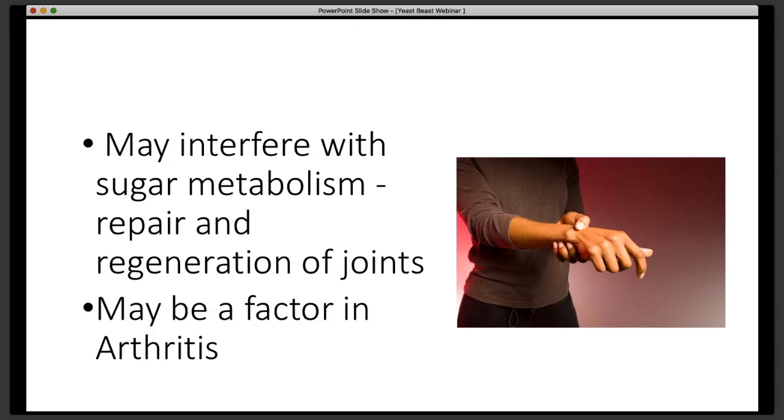Now, yeast or candida may interfere with sugar metabolism, repair, and regeneration of joints. What that means is your sugar is actually involved in the biochemical process of repairing and regenerating your joints. So if your sugar metabolism, and I don't just mean the sugar in your blood, but the actual production of energy from your sugar in your blood, and sugar is used in other biochemical pathways too, as we mentioned here, the repair and regeneration of joints. So sugar can actually be a factor in arthritis. Therefore, yeast and candida may be a factor in arthritis too. And if you're looking to get some results with arthritis, it's important you address your blood sugar levels and any yeast candida problem.